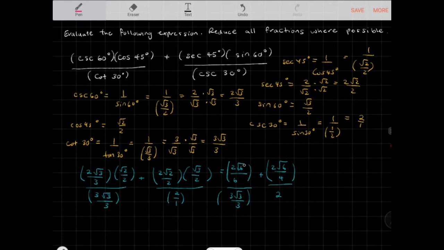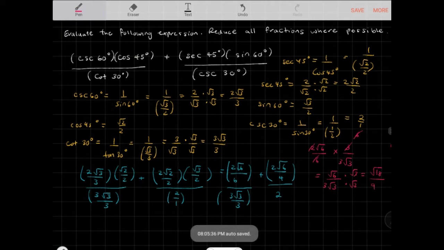If I simplify this, I'm going to take a look at these two. 2 square root 6 over 6 times, because I'm dividing these two, I'm multiplying by the reciprocal, 3 over 3 square root 3, right? And you can notice here that you get 6, 2 times 3 is 6, divided by 6 is 1. So you basically get square root 6 over 3 square root 3. And what we could do here is multiply by square root 3 to simplify this. And we get square root 18 over 9. Okay, so we get square root 18 over 9.